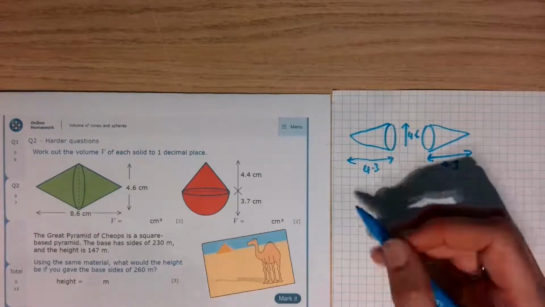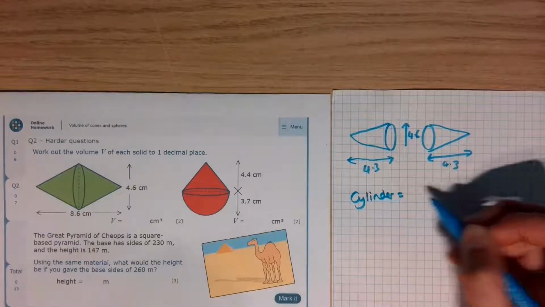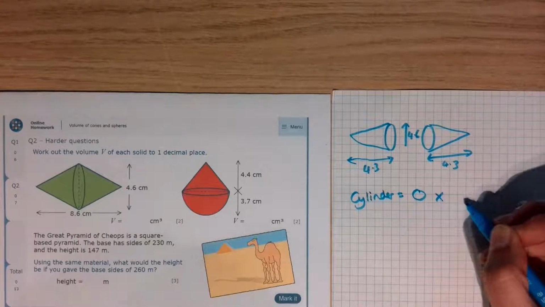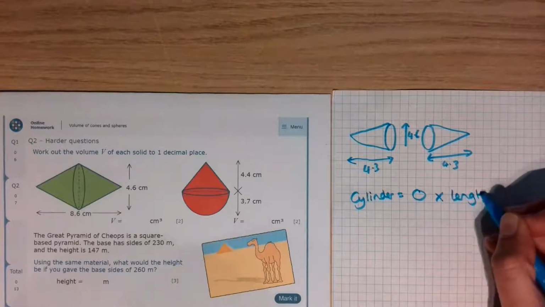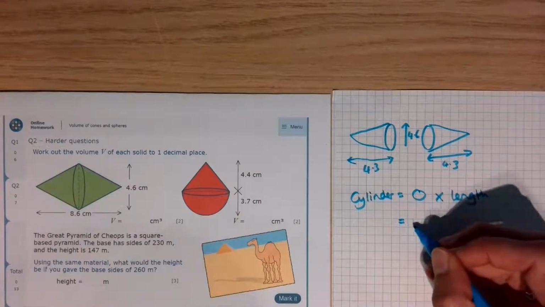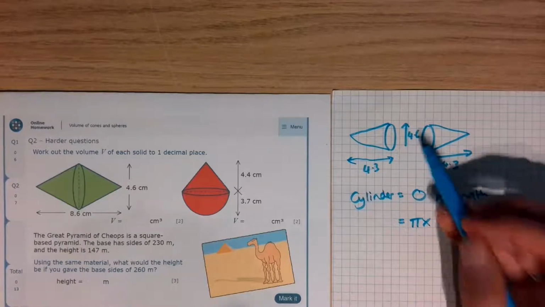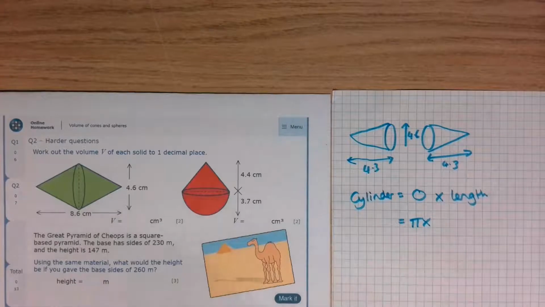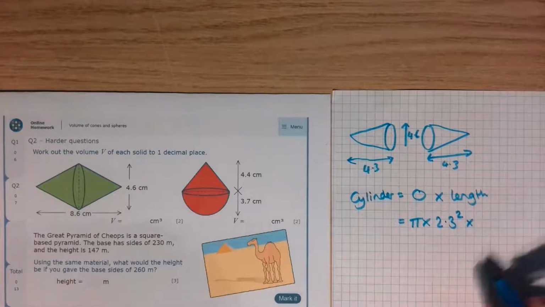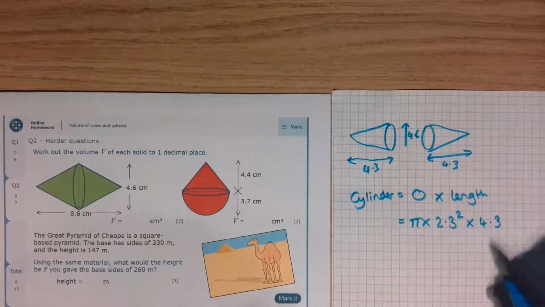So remember, a cylinder is the area of the circle times by the length. The circle is pi r squared, so that's pi times the radius squared. Is 4.6 the radius? No, it's not. The radius is going to be 2.3, 2.3 squared times by the length, 4.3. That would be the cylinder.